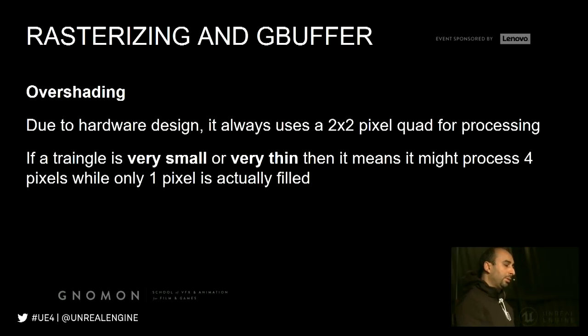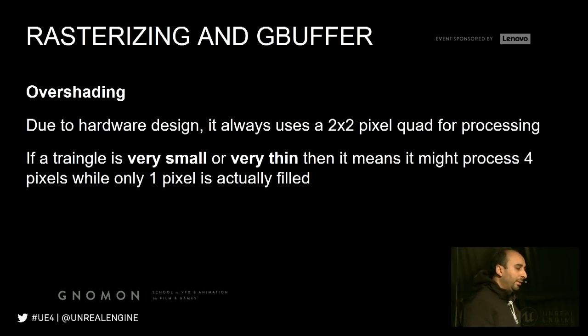There is also another thing to consider when we talk about pixel processing, which is overshading. This is due to a hardware design. Usually GPUs don't process pixel by pixel. What they do is process quads of 2 pixels by 2 pixels.